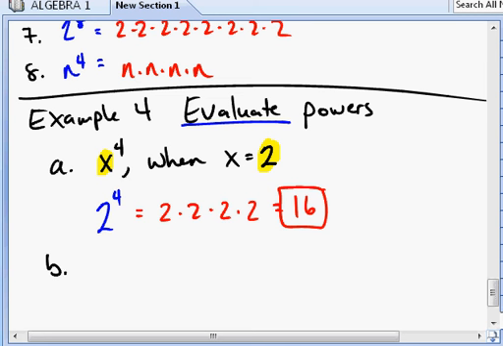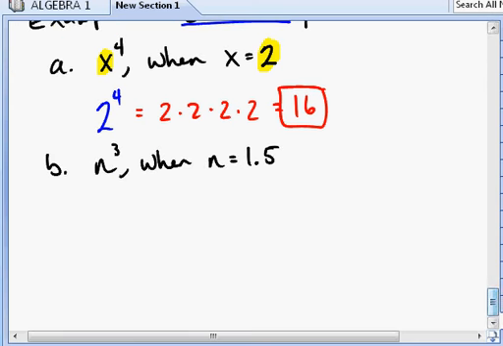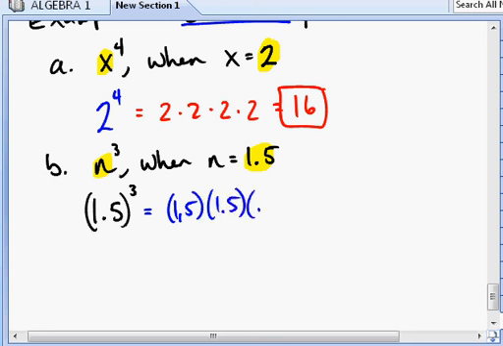Okay, B. n to the 3rd when n is 1.5. Oh, yikes. Yep, this is 1.5 to the 3rd power, right? That's the substituting part, which is 1.5 times 1.5 times 1.5.